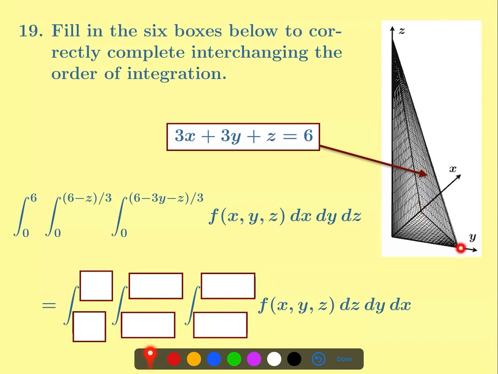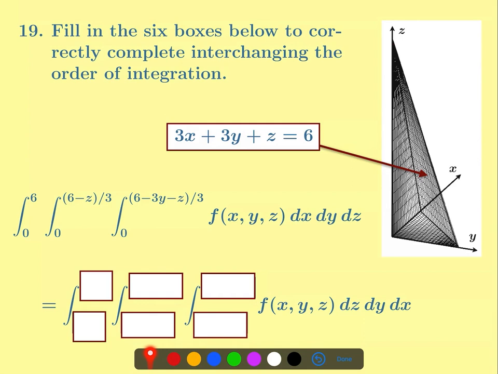For the y-axis, I'd want to take the intersection of the plane with the y-axis. And on the y-axis, x and z are 0. So we have 3y equals 6, or y equals 2. So that's where it hits the y-axis. And finally, for the z-axis, that's where x and y equal 0, and you're just going to have z equals 6. So the intersection of this plane with the z-axis is at 6, and that's going to be the top point there.